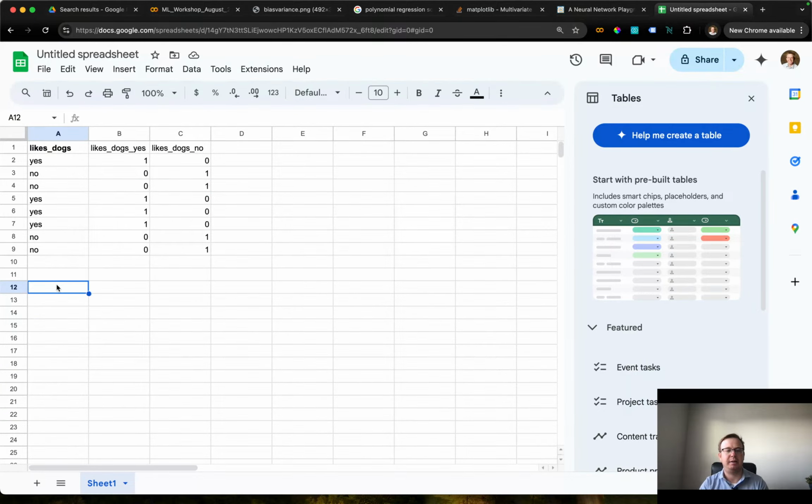I know we've used this example in the past: what if we had a categorical variable that had 3 categories?